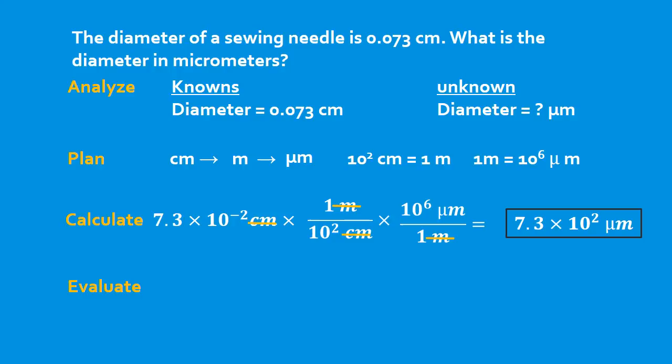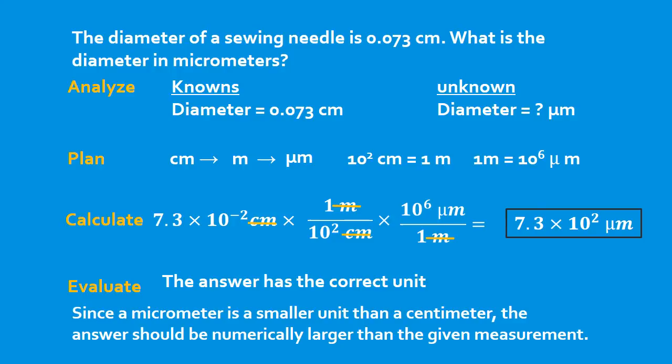Again, when you finish, evaluate. The answer has the correct unit. That's the unit we wanted. Since the micrometer is a smaller unit than a centimeter, the answer should be numerically larger than the given measurement. And here we have it: it is larger than the given measurement.